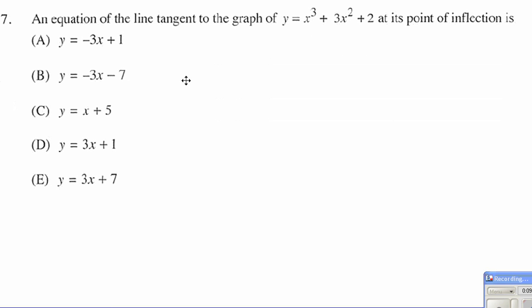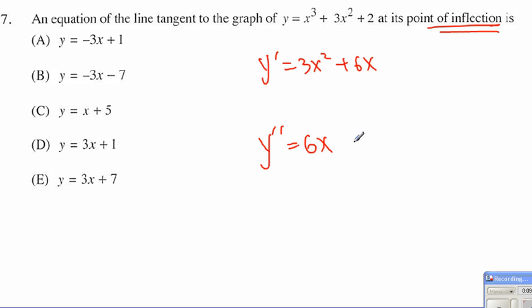Alright, now next. An equation of the line tangent to the graph here at its point of inflection. Now, that means we need to find the point of inflection first. In order for us to do that, we have to take the double derivative. We have 3x squared plus 6x, and then the next one is y double prime, which ends up being 6x plus 6. Of course, we realize x is equal to negative 1, where we're going to have a point of inflection.